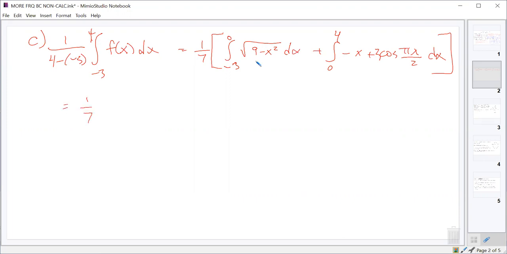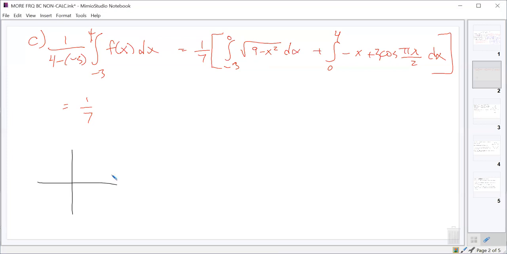Now, to find the integral of the square root of 9 minus x squared, you've got two options. One is you could do a trig substitution. You'd let x equal 3 sine theta, dx would be 3 cosine theta, and you do all the conversion and all of that fun stuff. It would be a little bit irritating, but you could do it.